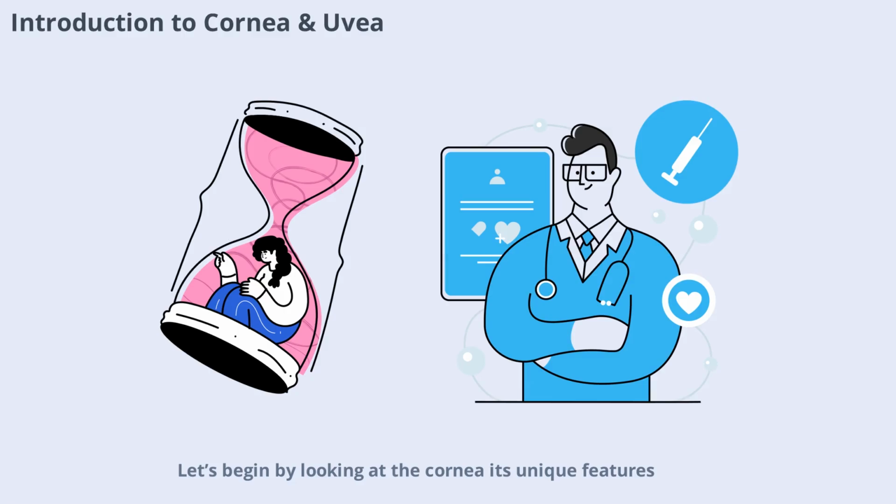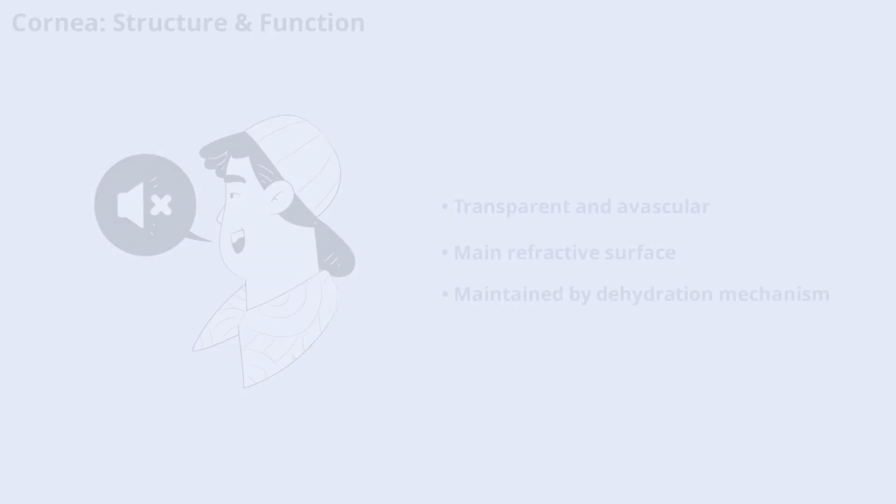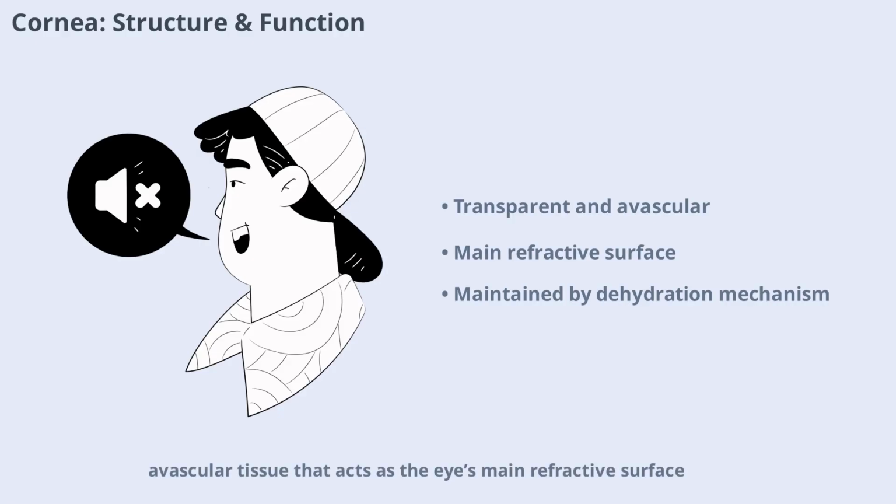Let's begin by looking at the cornea, its unique features, and why it's so important for our eyesight. The cornea is a transparent, avascular tissue that acts as the eye's main refractive surface. Its clarity is maintained by a delicate dehydration mechanism involving the endothelial and epithelial layers. This balance is critical. Any dysfunction can lead to corneal swelling or edema, which impairs vision. The cornea's unique structure, with no blood vessels, helps keep it clear, but also makes it vulnerable to injury and infection. Let's see how this remarkable tissue works to keep our vision sharp.